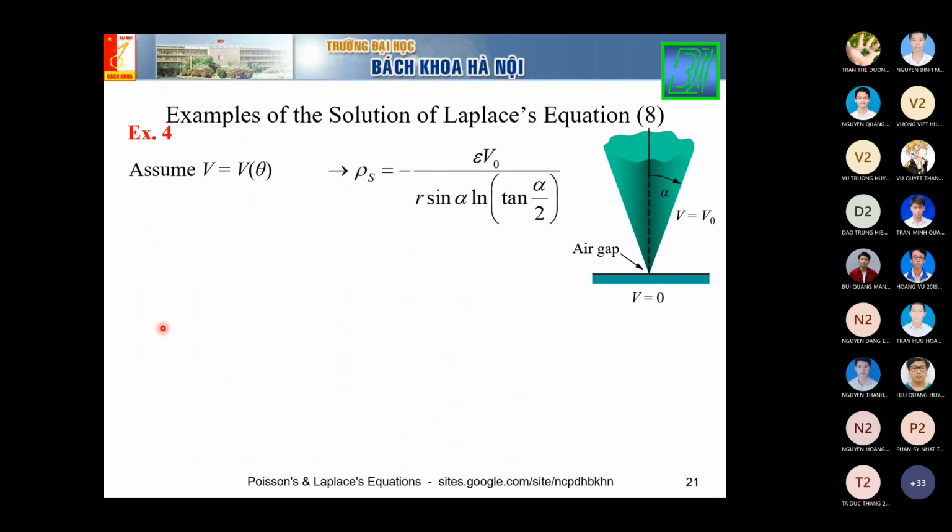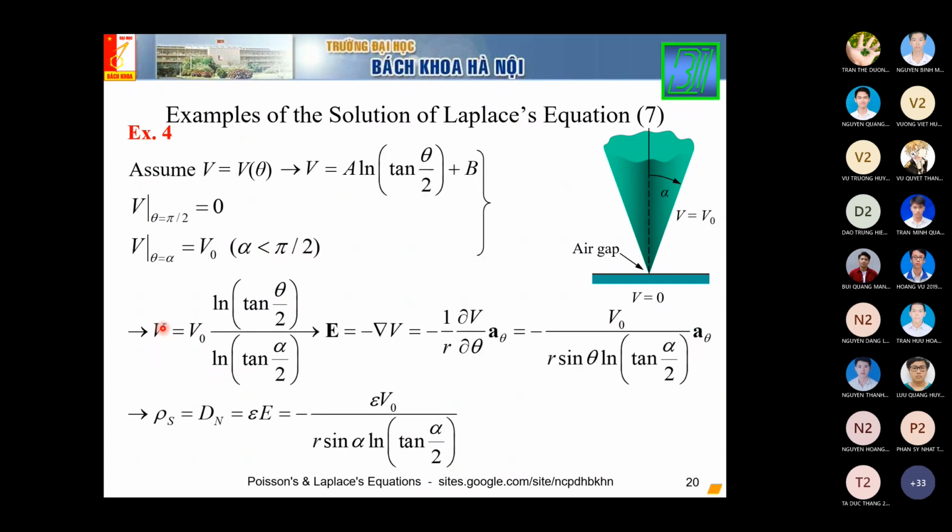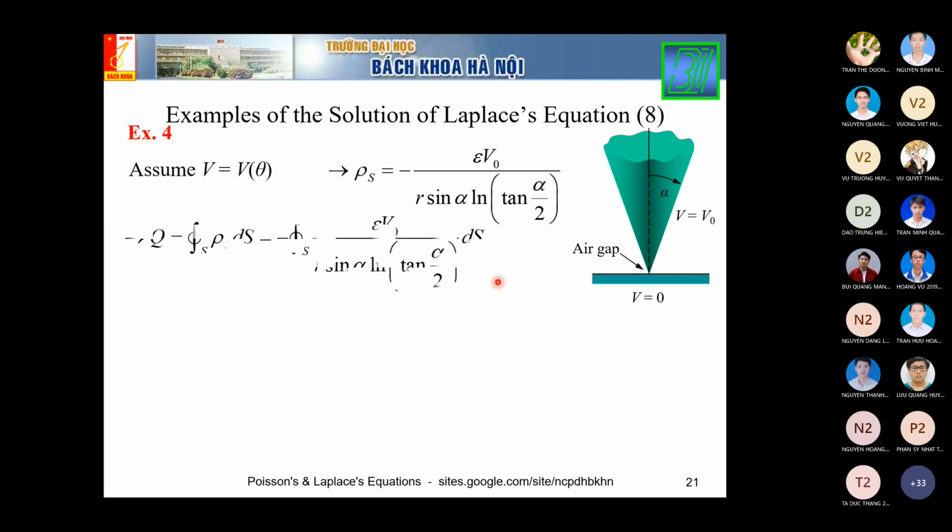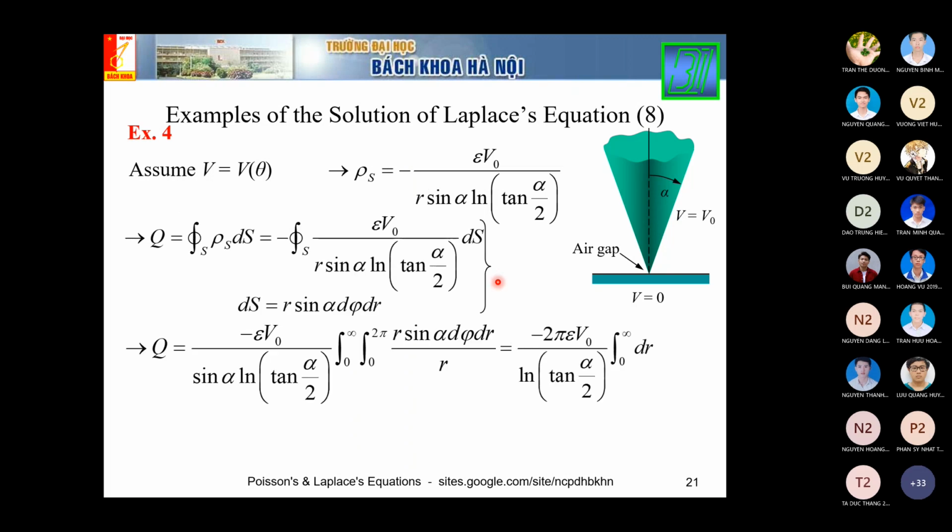And from V here, you can also find the E field, and applying the boundary condition between the conductor and the dielectric, you can find rho s, the surface charge distribution on the inverse cone. Similarly, you can find once again the capacitance of this capacitor, as we did a long time ago.